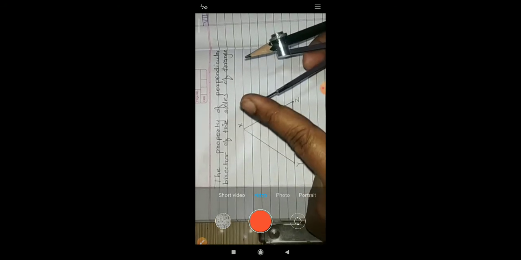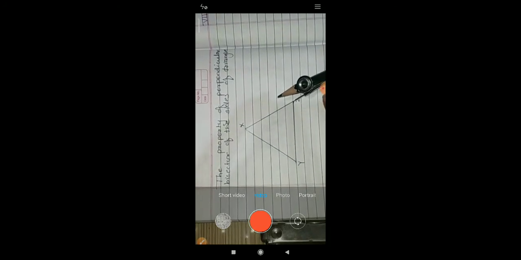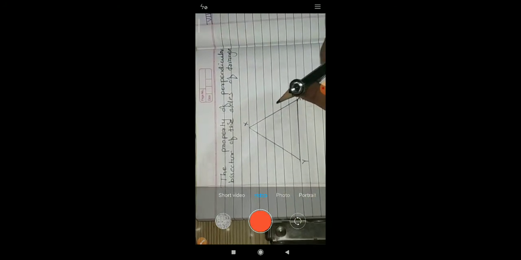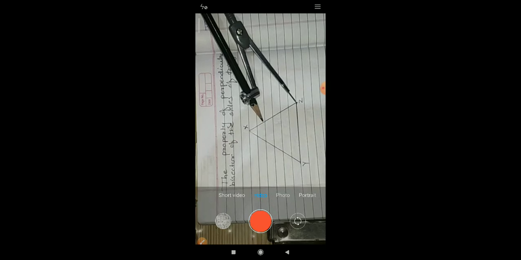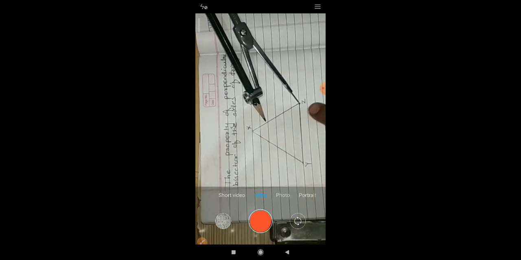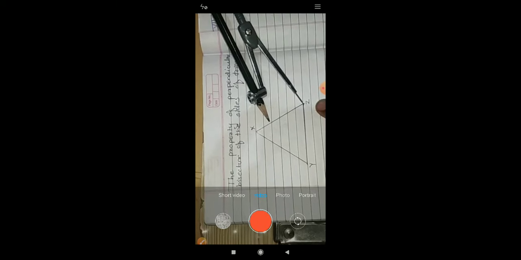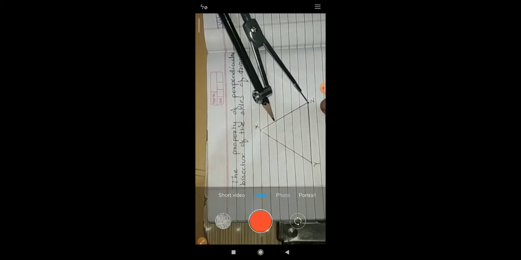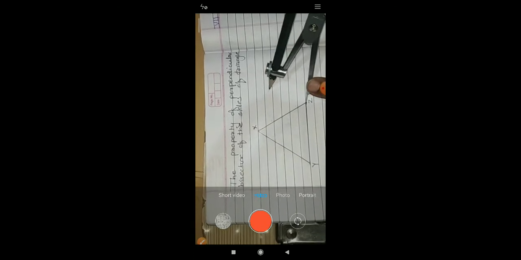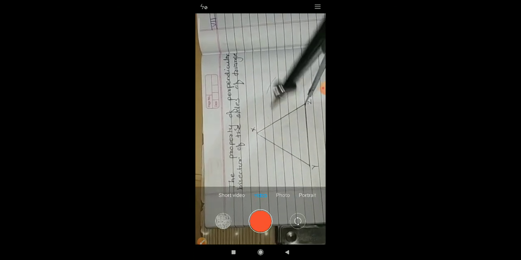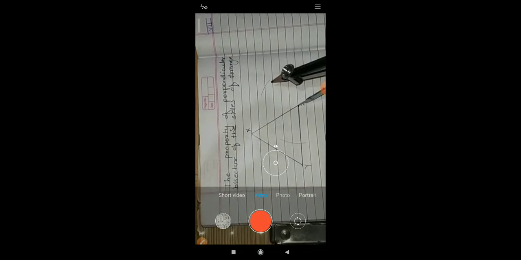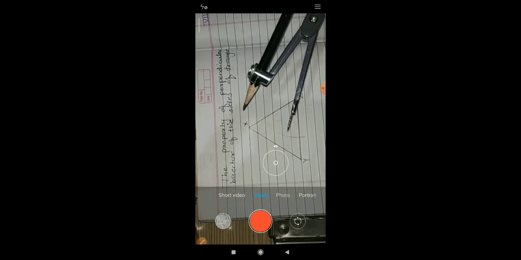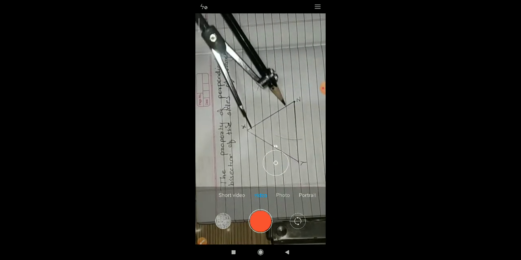For that, this metal point we have to keep on one vertex of the triangle and take any side to draw the bisector of this. For that, you have to take more than half the distance of the segment XY, whose perpendicular bisector we will draw now. We have to take more than half the distance in our compass. Draw an arc above the line XZ, okay, and another arc below the line XZ, okay. Now without changing the distance, we have to keep this metal point on X. Yes, see here.